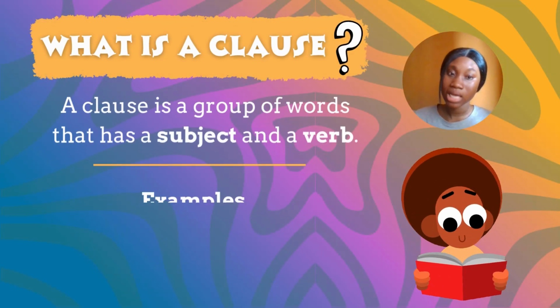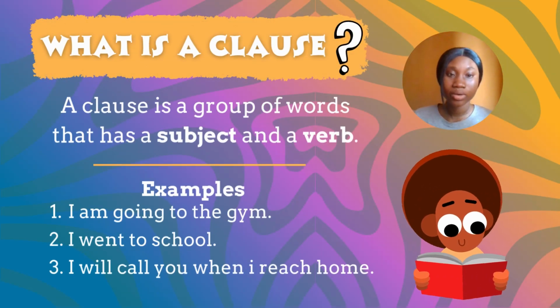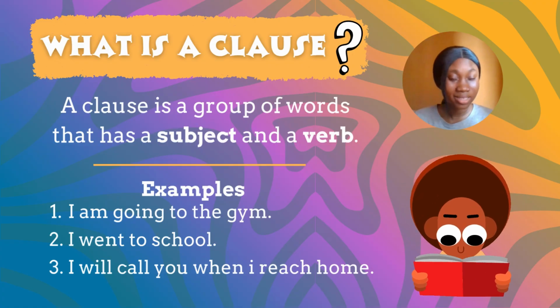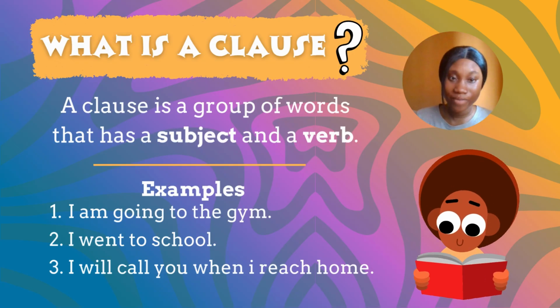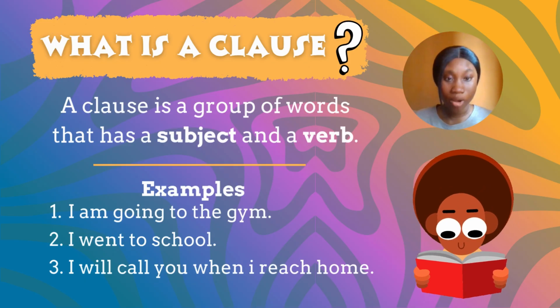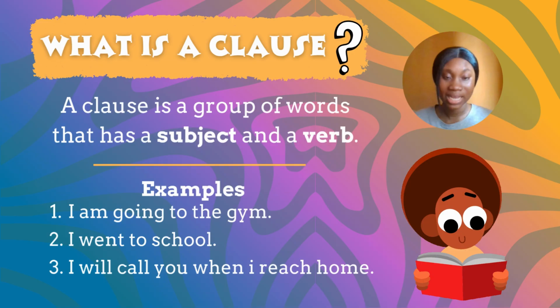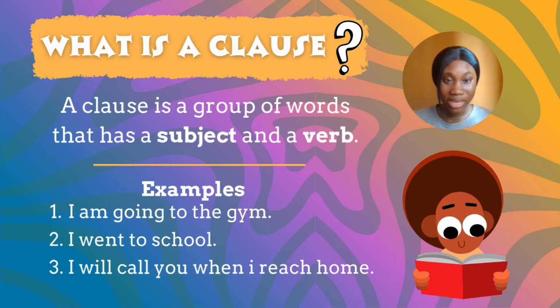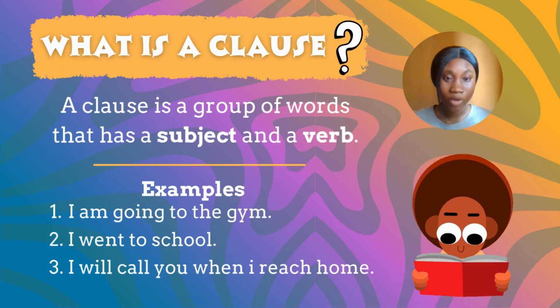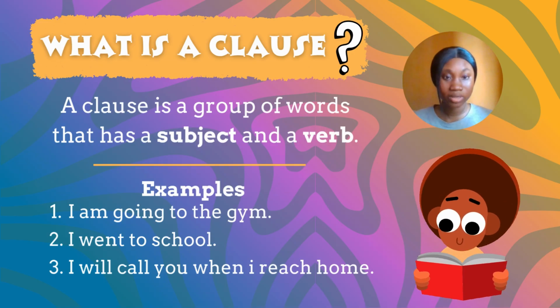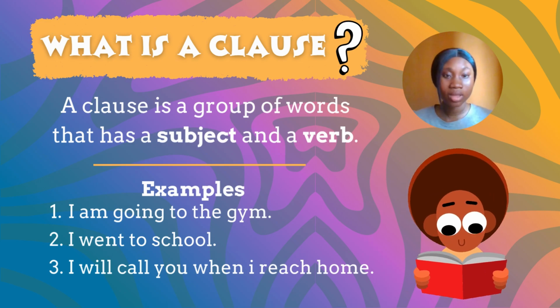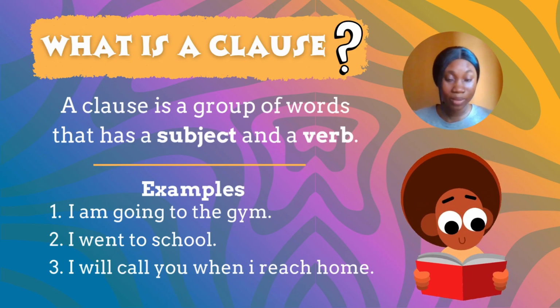So, what is a clause? A clause is a group of words that has a subject and a verb. A subject is the person that is performing the action, the person who is doing something, while the verb is the action that is being performed.